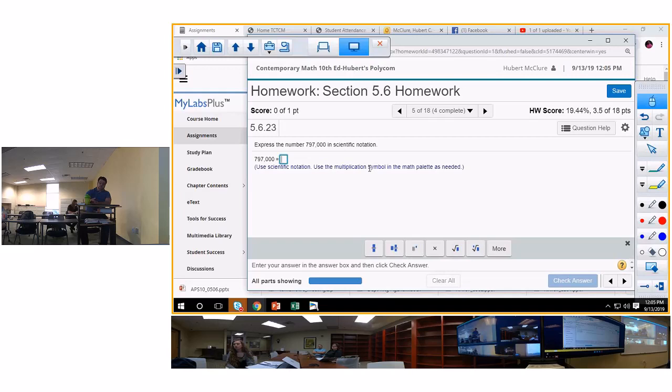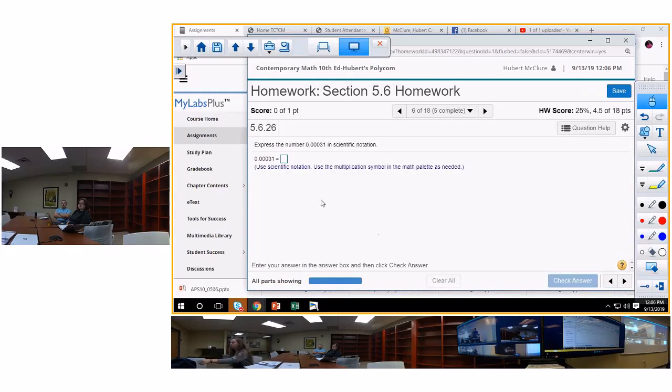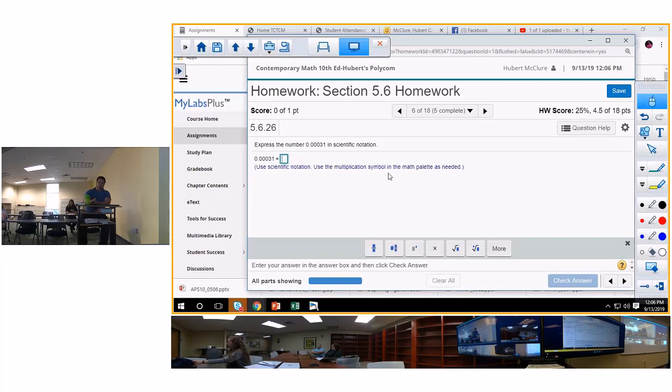7.97 times, you hit shift 8 for the asterisk. 10 to the what? Well, let's count. 1, 2, 3, 4, 5. And then I need to move this decimal to the right. So that's going to be to the positive. Well, you don't have to write positive, just 5th. Feel like I'm doing y'all's homework for y'all. 3.1 times 10, and we know it's going to be negative. Negative, how many? 4.